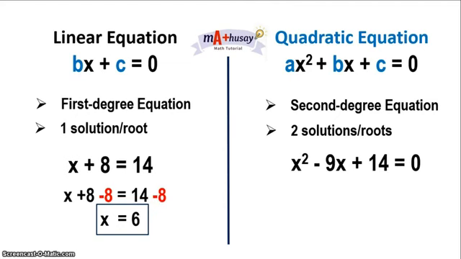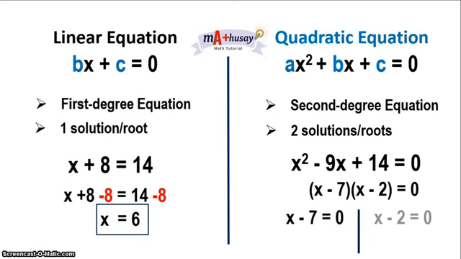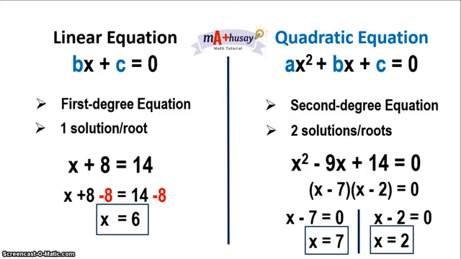On the other hand, if you have a quadratic equation which is x squared minus 9x plus 14 equals 0, and you try to factor this one and solve for x, you'll end up with the quantity of x minus 7 and x minus 2 equals 0. When you solve for x using the zero product property, you'll end up with these equations. x minus 7 equals 0. When you look for x, it's equal to 7. For x minus 2 equals 0, the value of x is equal to 2. You see that for a quadratic equation, there are two solutions. On the other hand, for linear equation, there is only one solution or root.